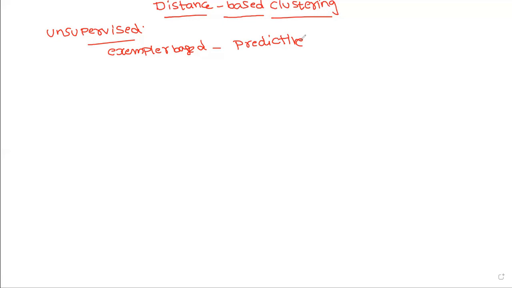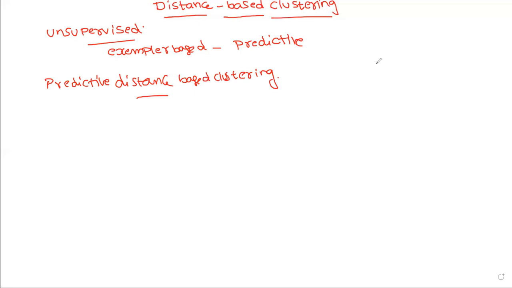Now we will discuss this one, that is predictive distance-based clustering. We will discuss this predictive distance-based clustering in this session. In the next session, we will move to descriptive distance-based clustering. So this predictive distance-based clustering has the same ingredients as that of a distance-based classifier.